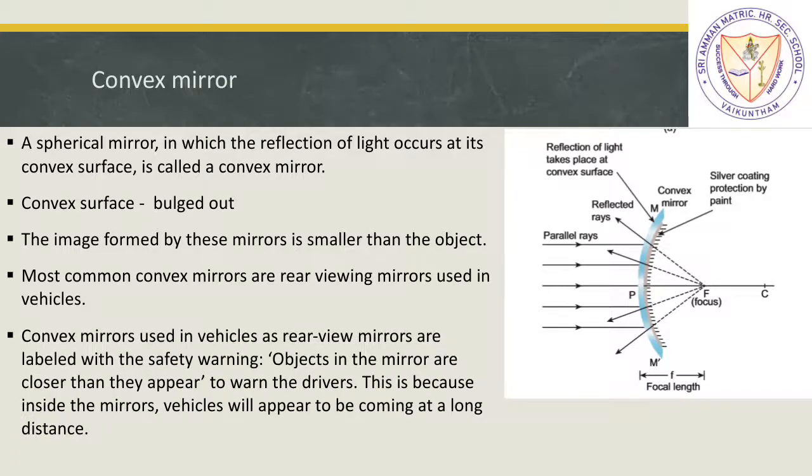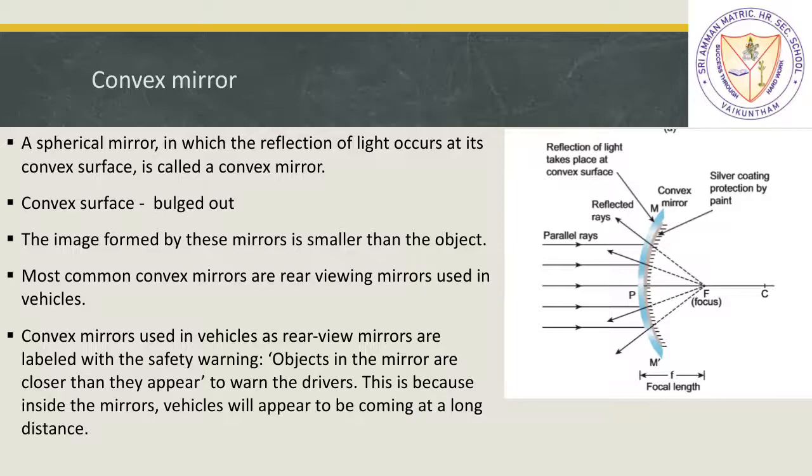So why are convex mirrors used in vehicles as rear view mirrors? The first property is that it will diminish the objects, right? So it helps in seeing more objects in a small space. Convex mirrors used in vehicles as view mirrors are labeled with safety warnings. You can just go and check it. Objects in the mirror are closer than they appear. It will be written on the rear viewing mirrors in your vehicles to warn the drivers.